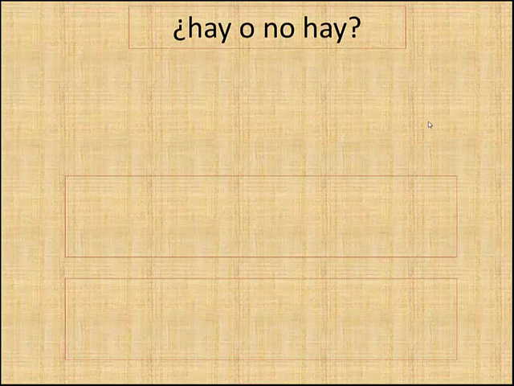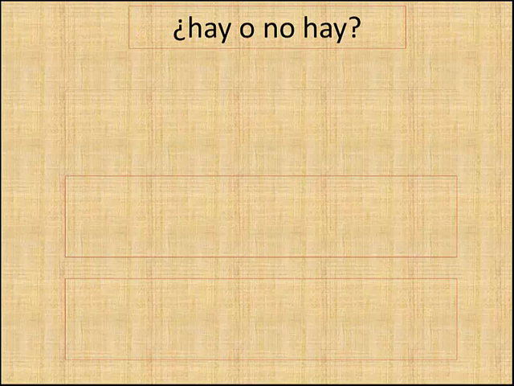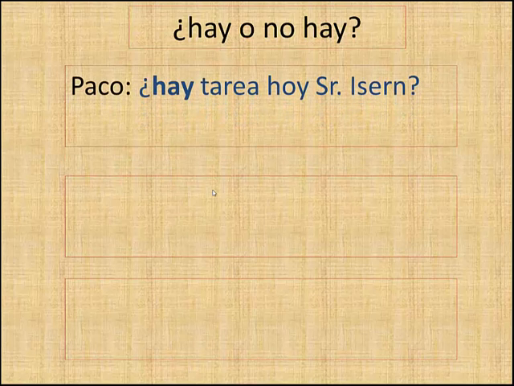Okay, so now let's look at the question. ¿Hay o no hay? Okay, so what we got here is Paco and Señor Isern talking. And Paco says, ¿Hay tarea hoy, Señor Isern? So what he's asking is, is there homework today, Señor Isern? So now we're using hay to make a question, to ask whether there is or there isn't, or there aren't something happening, okay? The quantity of something. ¿Hay tarea hoy, Señor Isern? Is there homework today, Señor Isern?